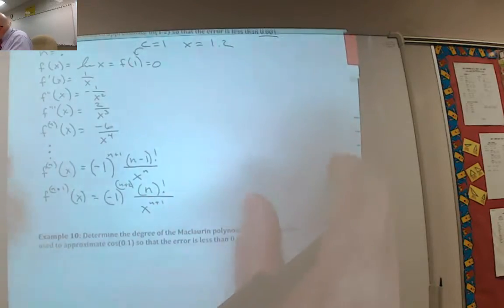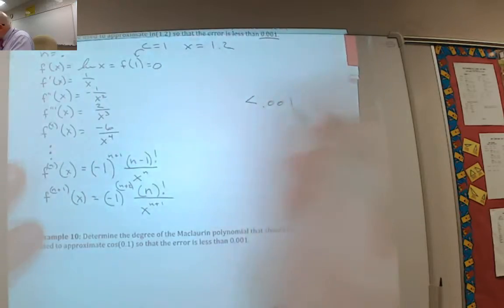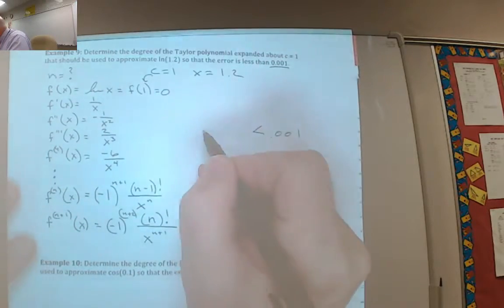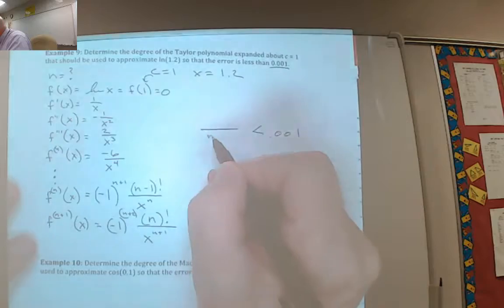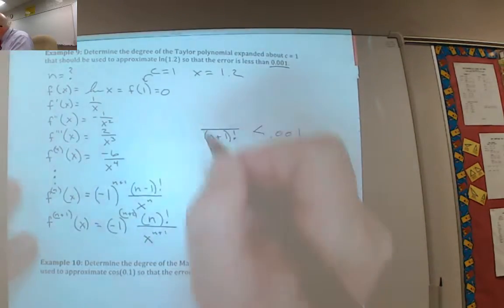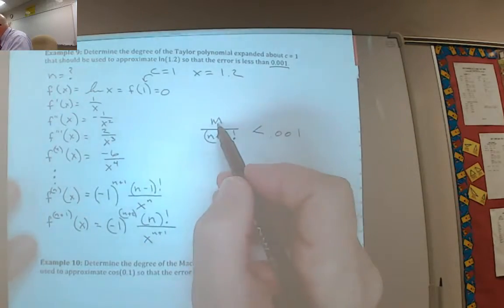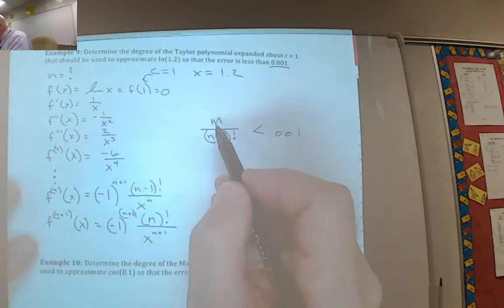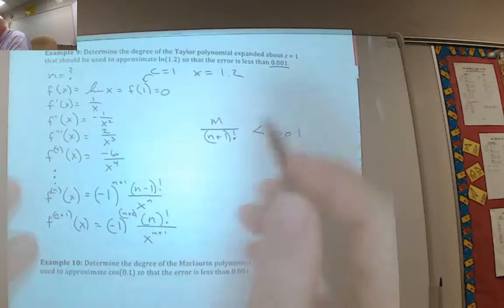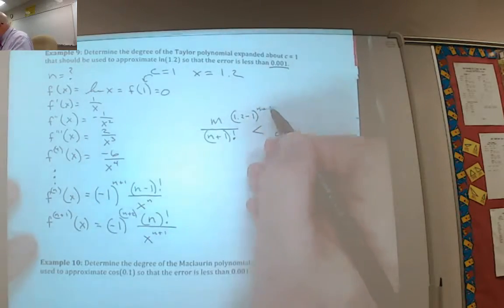So, I know I want my error to be less than 0.001. Down here I have n plus 1 factorial. Here I have an m. What's that? That's the maximum that my n plus 1 derivative can be. And over here I'm going to have 1.2 minus 1 to the n plus 1 power, correct?